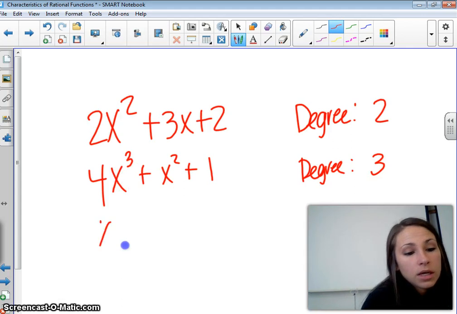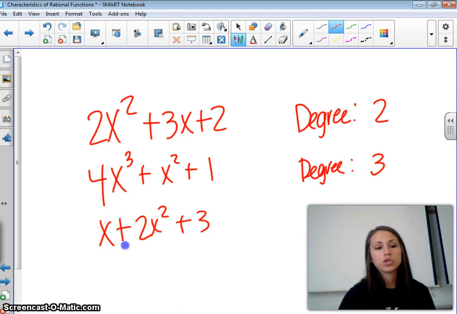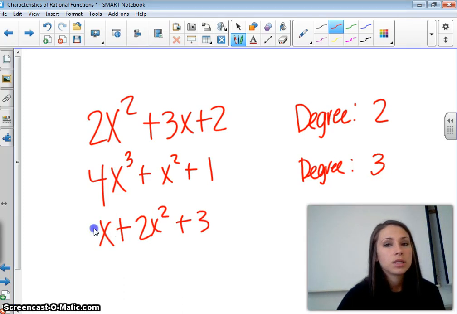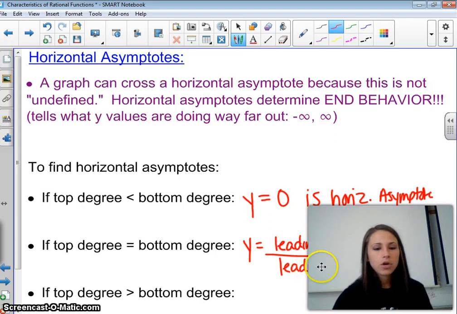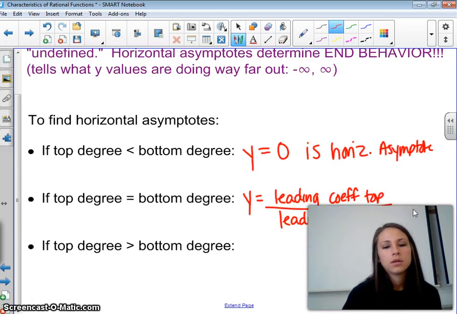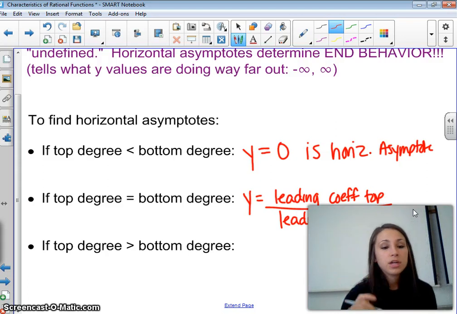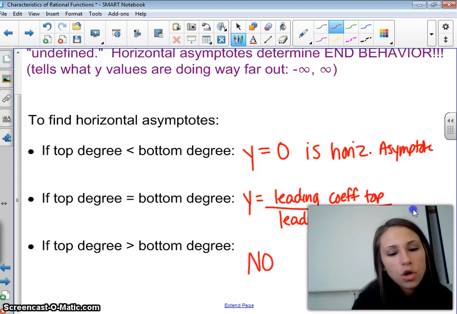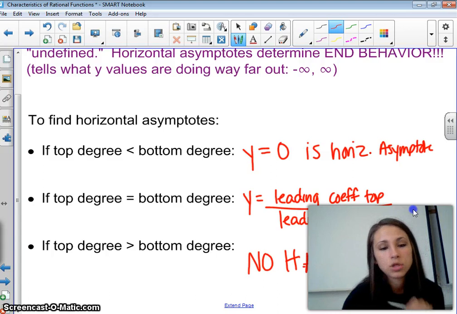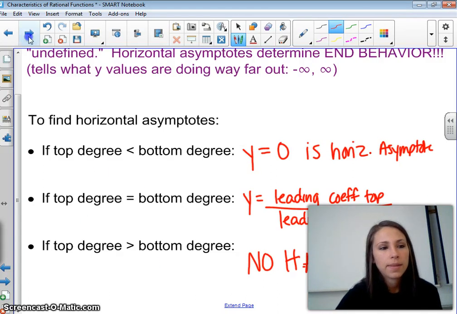If I even had something like x plus 2x squared plus 3, and my terms were out of order, just because this term is leading doesn't mean it's the leading coefficient. The leading coefficient would not be 1. The leading coefficient would still be 2 because it's the number in front of what has the degree. So, the leading coefficient of the top divided by the leading coefficient of the bottom. And then if the top degree is bigger than the bottom degree, then you have no horizontal asymptote in your graph. So, these are some rules that you have to go by to find them.